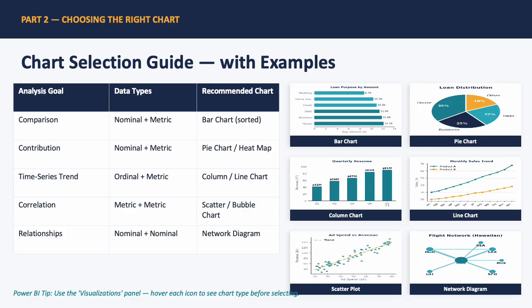Now, think of chart selection the way an engineer selects a tool. A screwdriver and a hammer are both useful, right? But using the wrong one for the job creates problems. A pie chart with 12 slices is like using a screwdriver handle as a hammer. It might seem to work, but the result is poor.